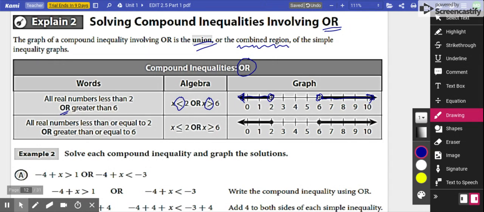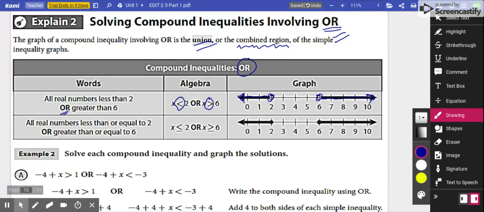Notice that these two arrows will never, ever, ever come together. They will not touch each other. Okay? That's how I know my graph is going to be an or graph. Okay? I have two separate pieces. There is no overlap. Okay?